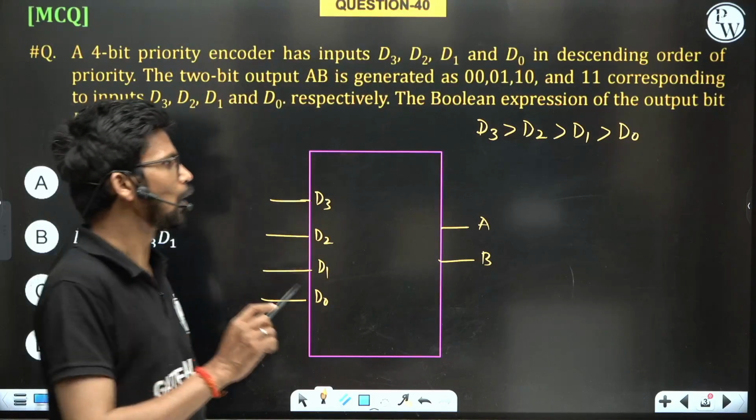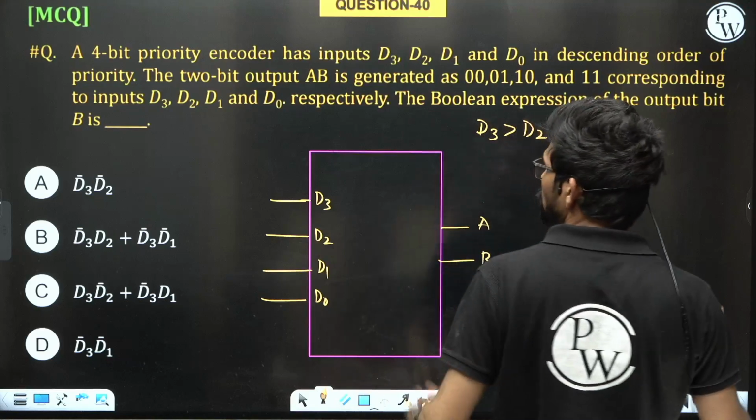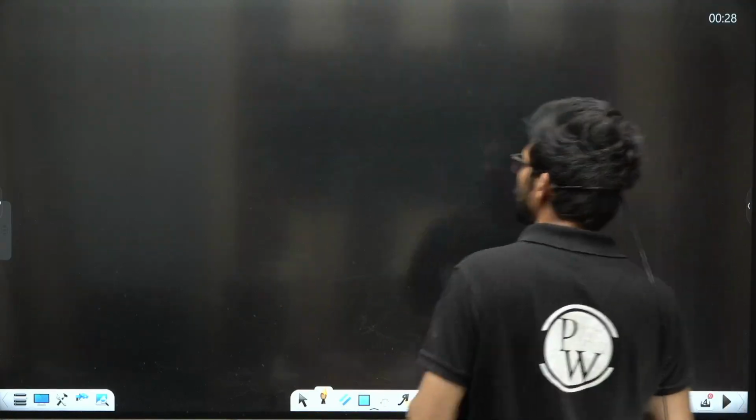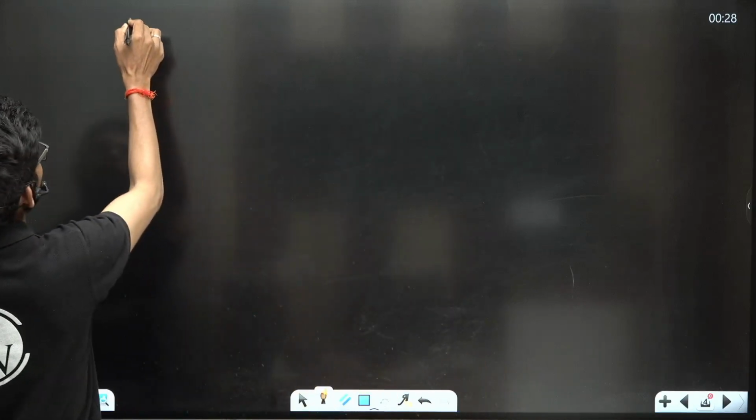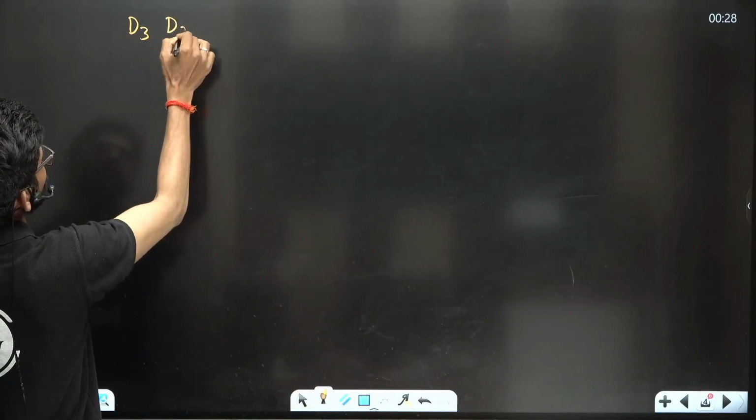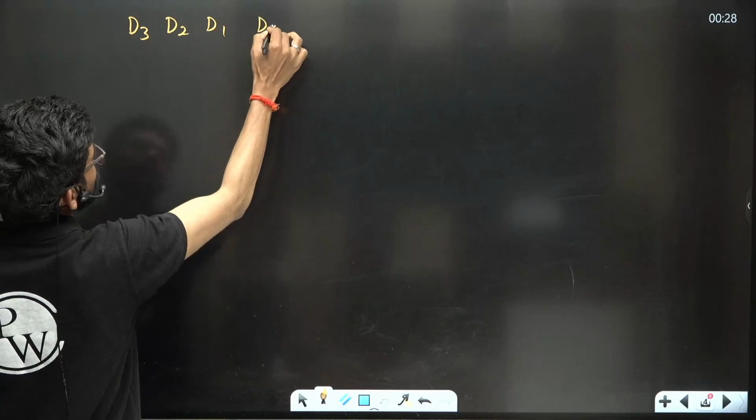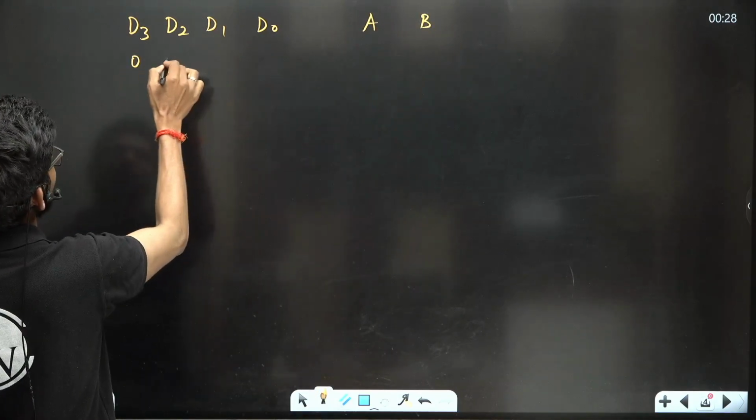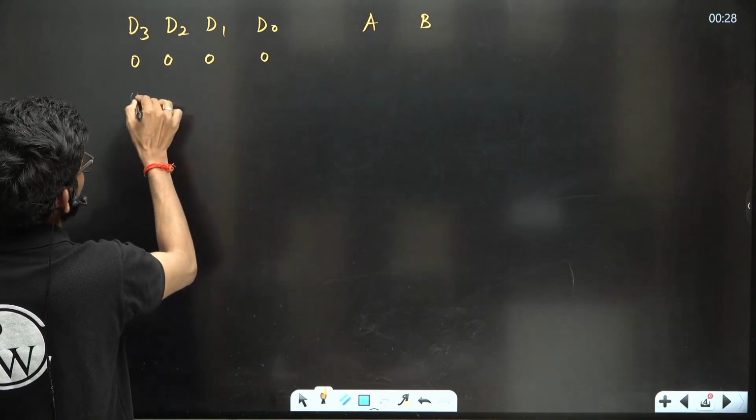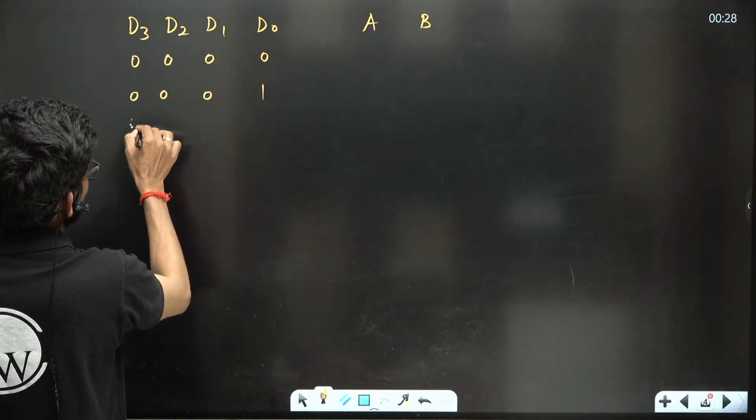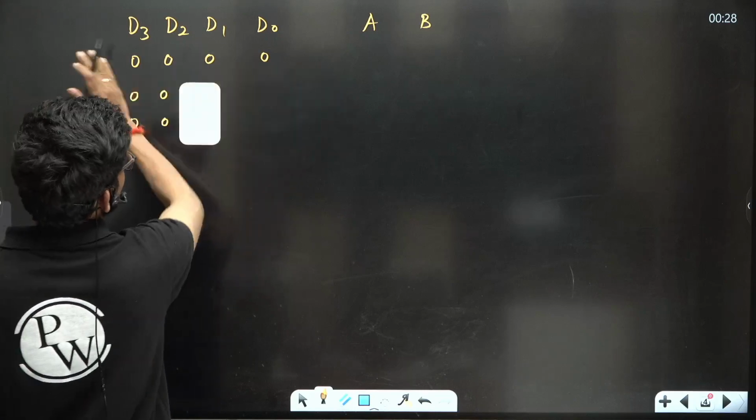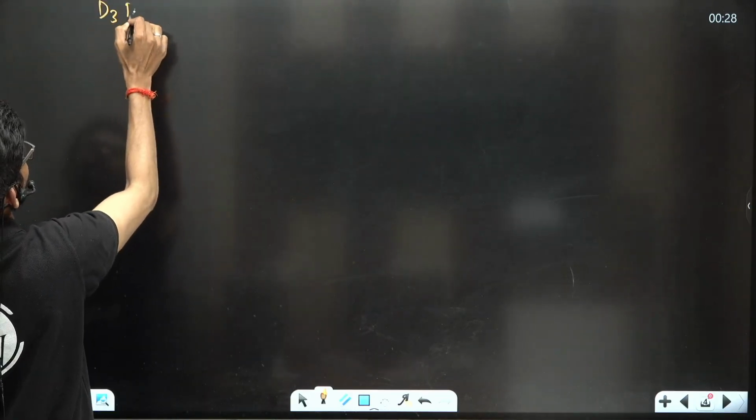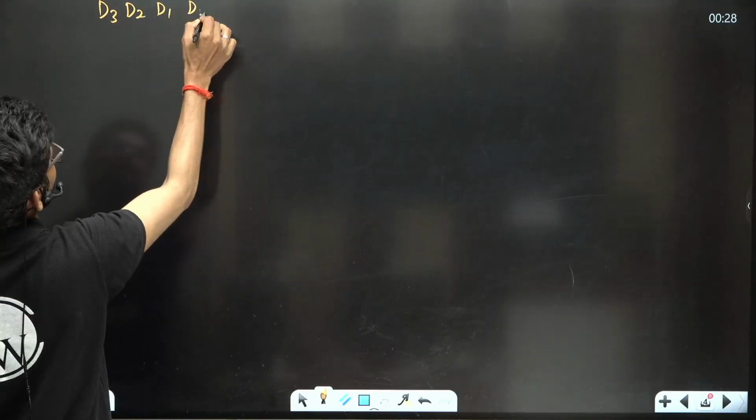Now let us form the truth table. The Boolean expression of the output bit B is asked. So the input lines are D3, D2, D1 and D0. For 4 input lines there will be 16 combinations: 0000, 0001, 0010. Let us write all the input combinations.